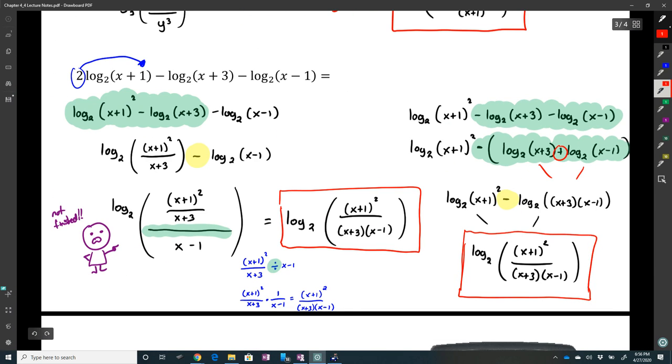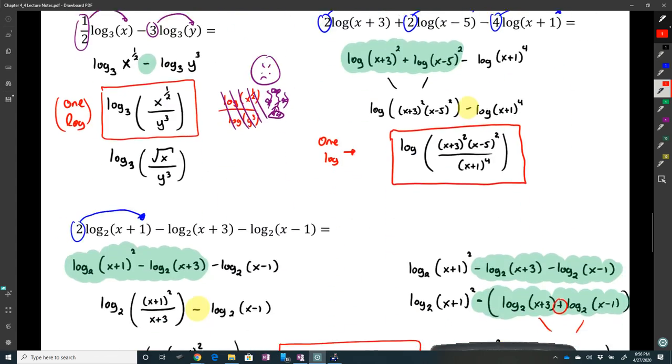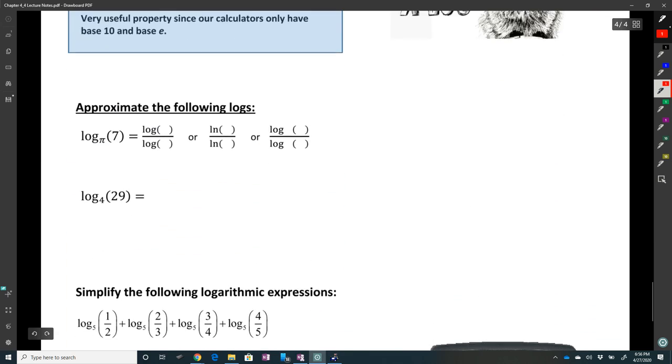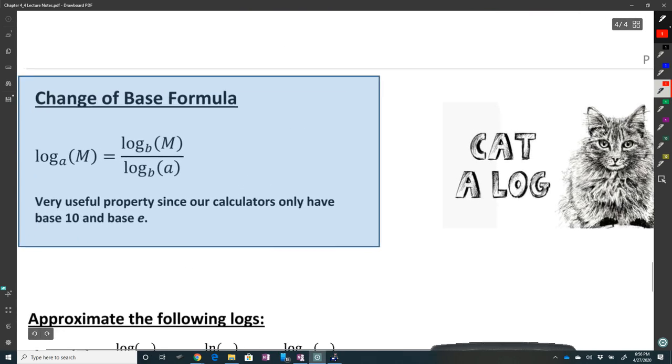Anyway, last page, guys. Are you all still with me? Sure are, Gilbert.